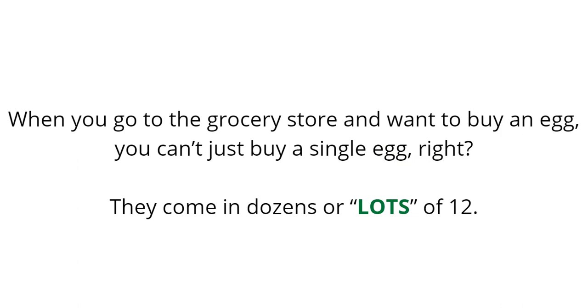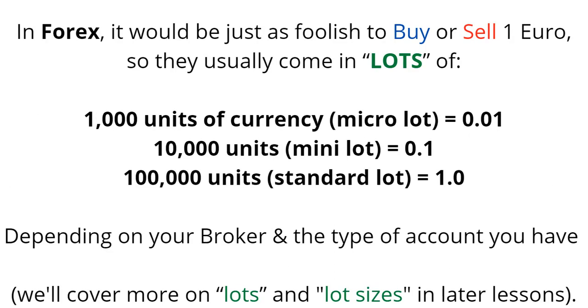When you go to the grocery store and you want to buy an egg, you can't just buy a single egg, right? They come in dozens or lots of 12, right? I know some of you just had an aha moment. So in Forex, it would be just as foolish to buy or sell €1. So they usually come in lots of 1,000 units of currency, which we call a micro lot, right? Or 10,000 units, which we call a mini lot. Or 100,000 units, which is a standard lot.